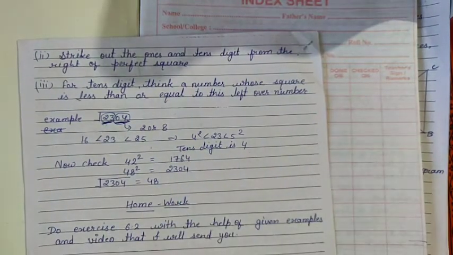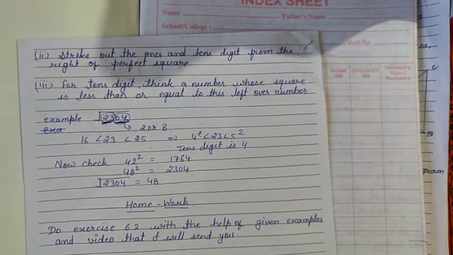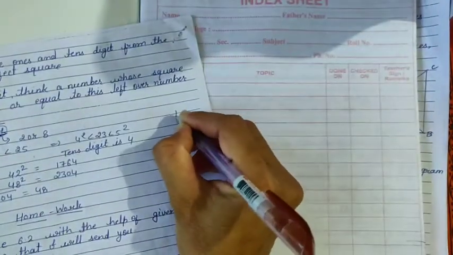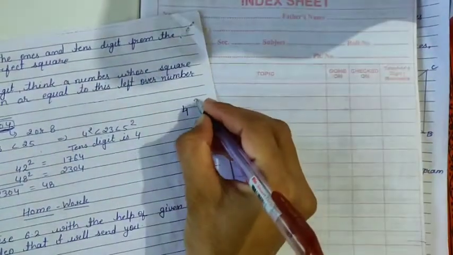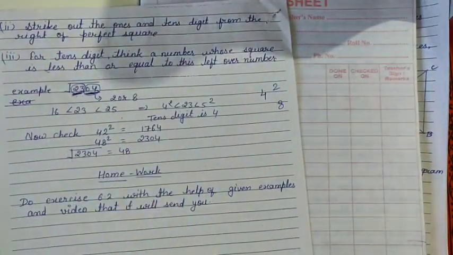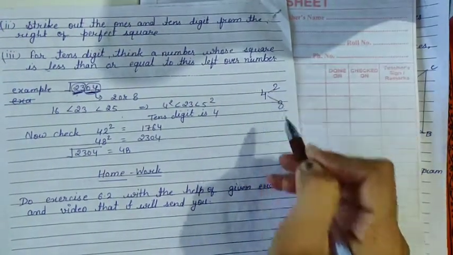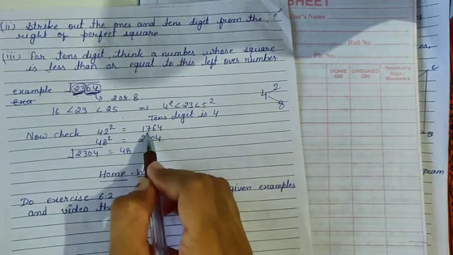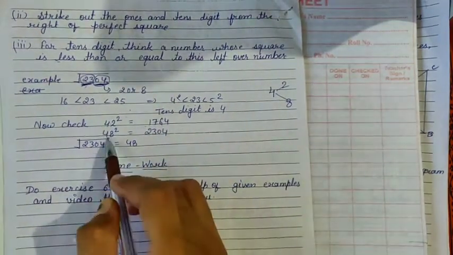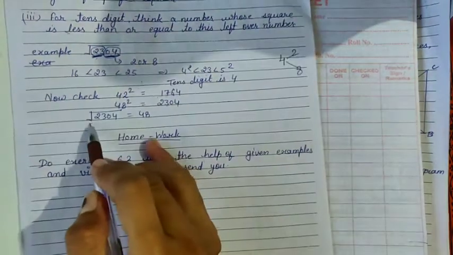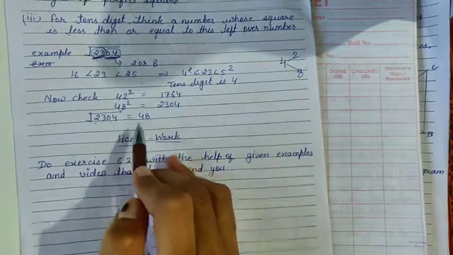So the tens digit of the square root will be 4. The tens digit of the square root will be 4 and the ones digit can be 2 or 8. Now it means the square root of 2304 can be 42 or 48. Now we will check. 42 square is equal to 1764 and square of 48 is equal to 2304. So the square root of 2304 is 48.